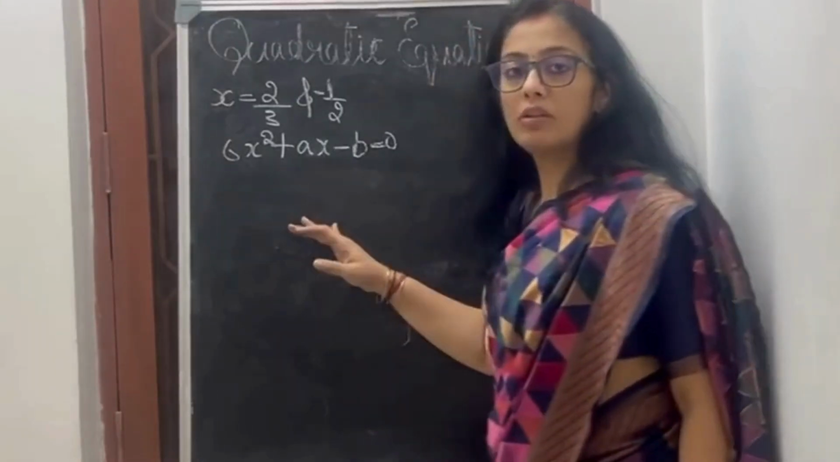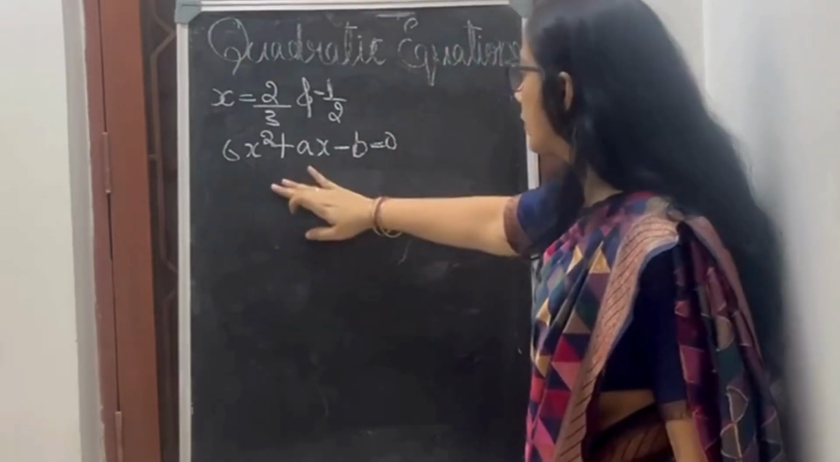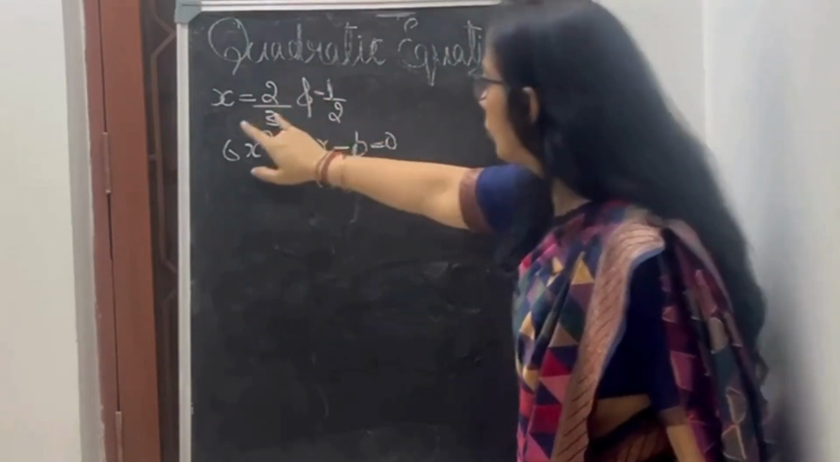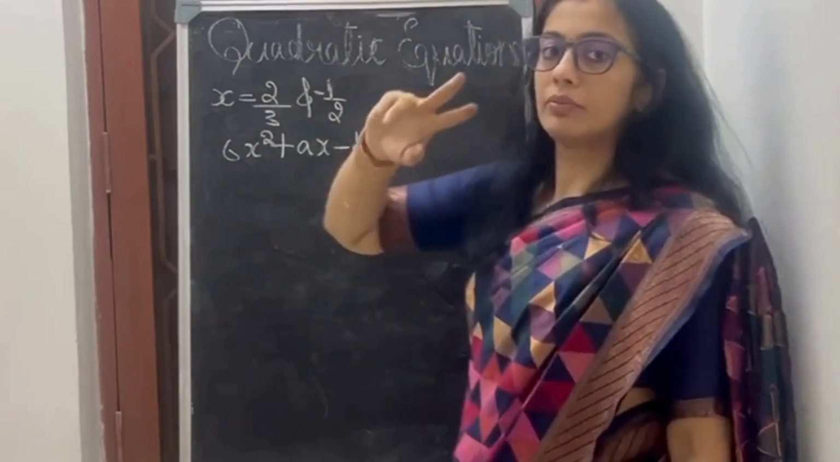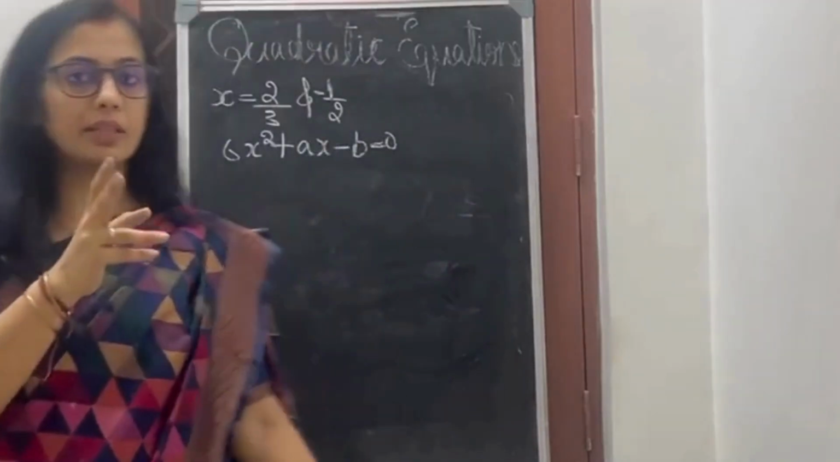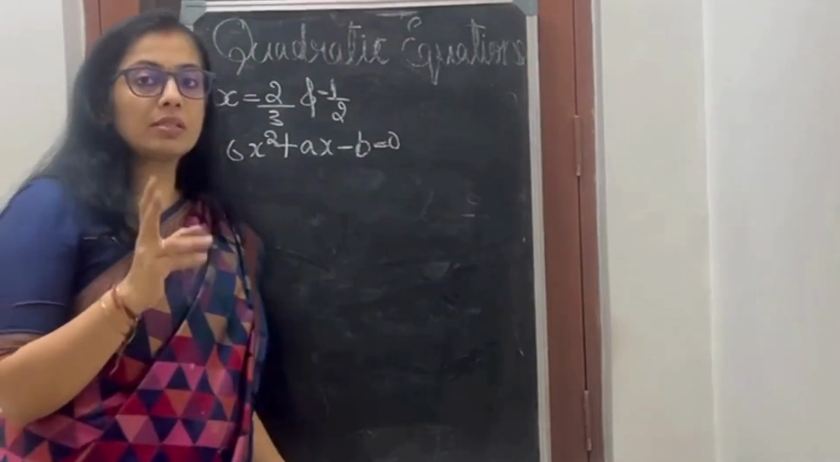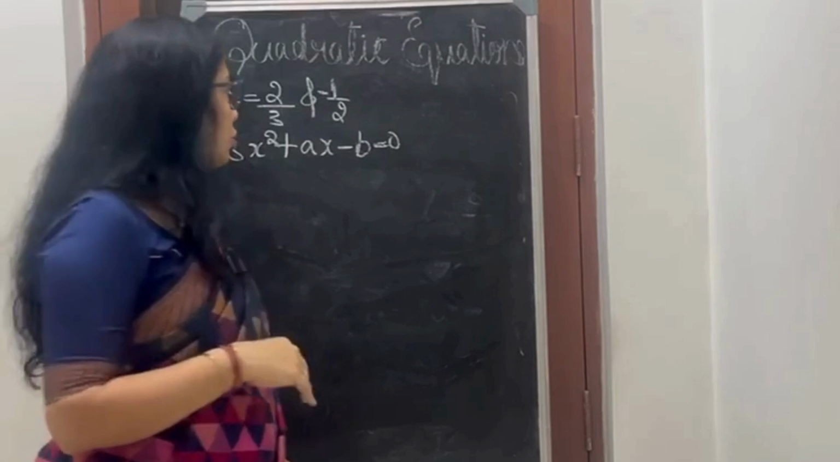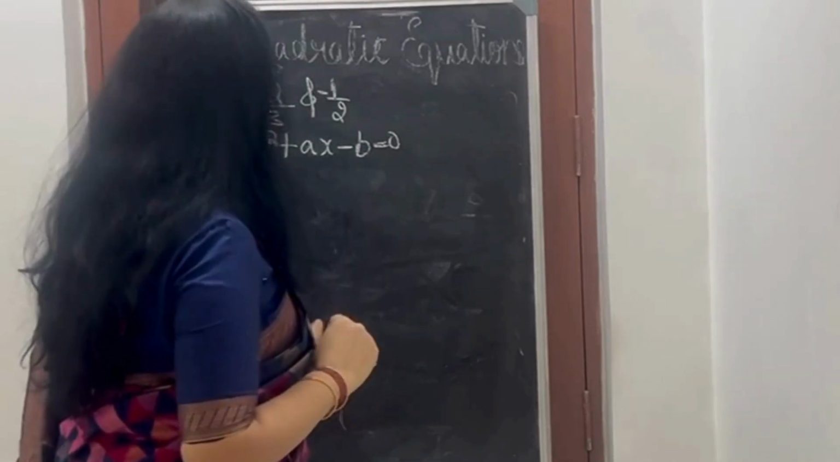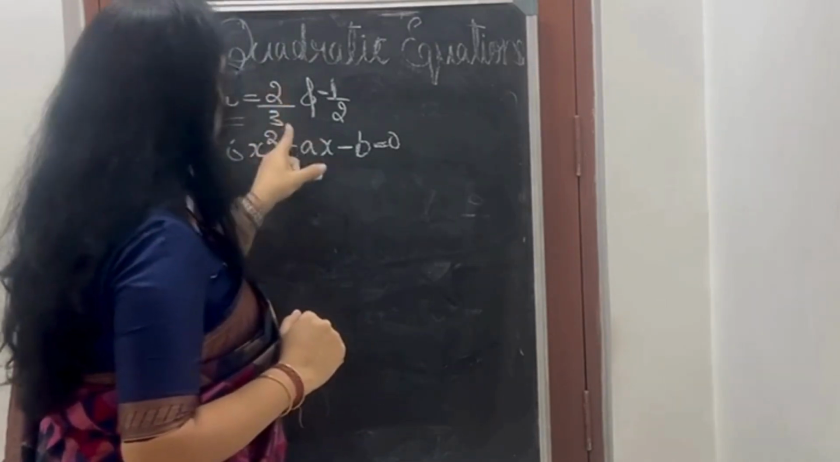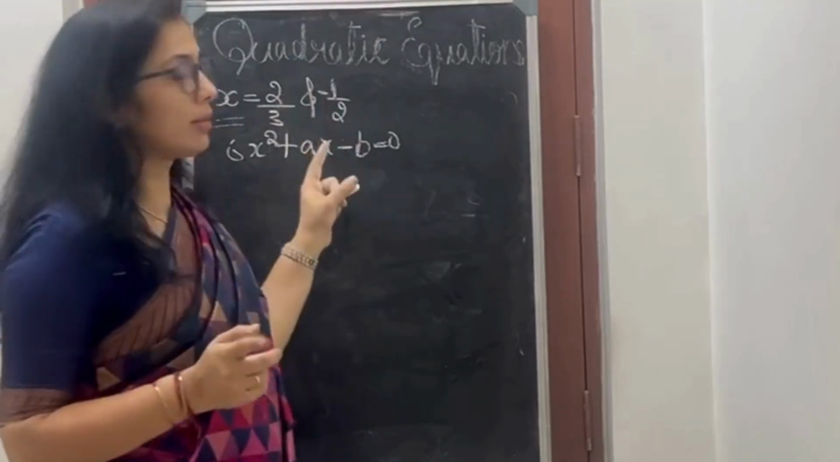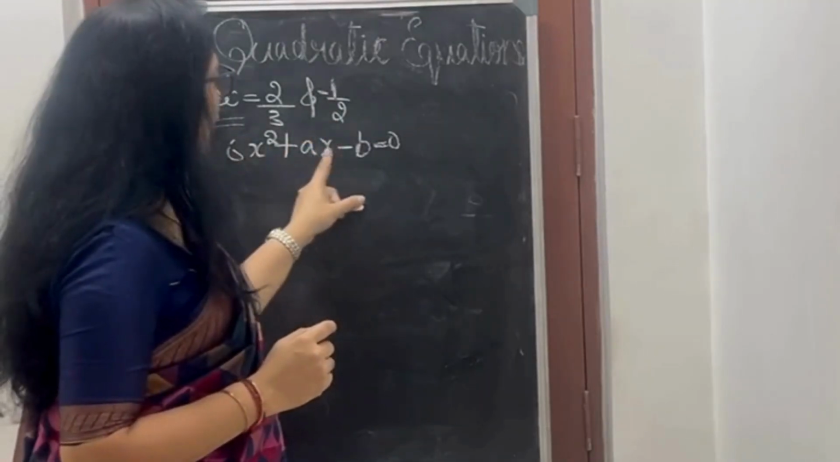Okay friends, now we'll solve the second sum. In the second sum, they have given the value of x. Always remember, they will give two values, like they say roots. There will always be two roots. Two values are there for x, variable x. Now here they are saying x is this or this. Find the value of a and b.